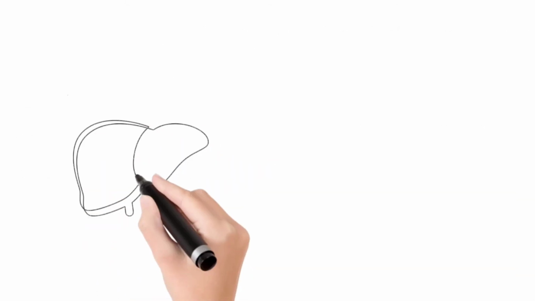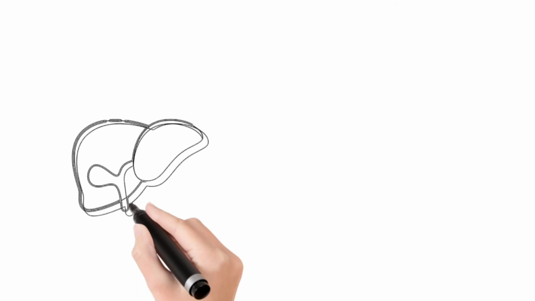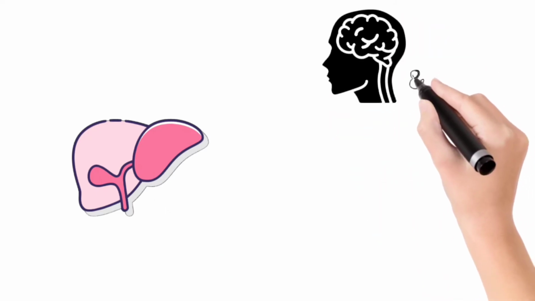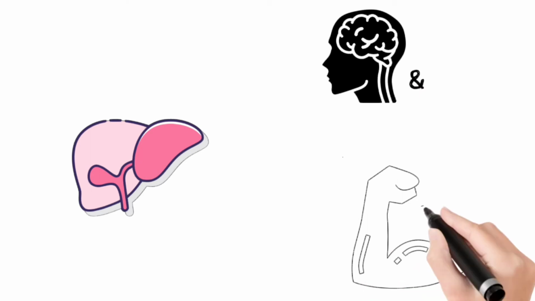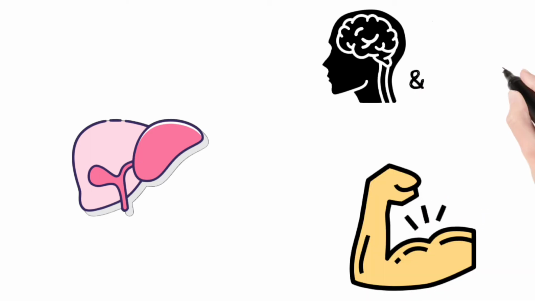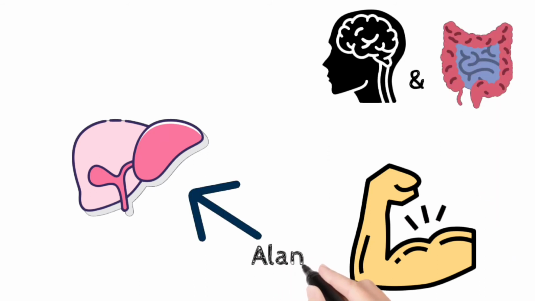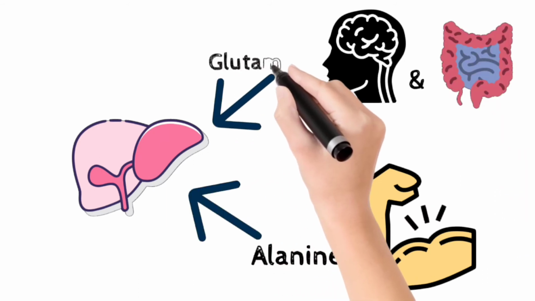These glutamate molecules are transported to the liver. Inside the cells of almost all tissues, the transamination of amino acids produces glutamic acid. But glutamine is the transport form of ammonia from brain and intestine to the liver. Alanine is the transport form of ammonia from muscle to the liver.